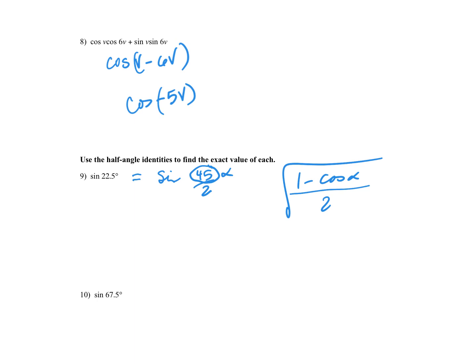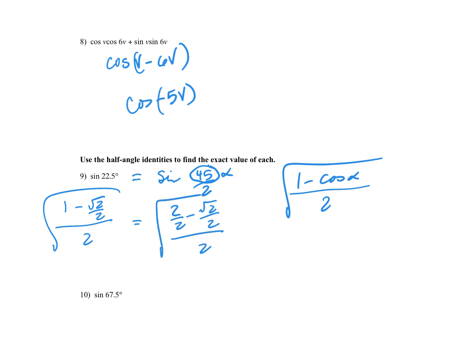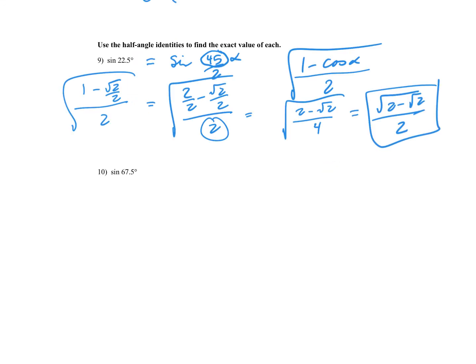So we have 1 minus cosine of 45, which is root 2 over 2, over 2. And then we're going to change that 1 to 2 over 2 minus root 2 over 2, all over 2, and put it all under the radical. And that becomes 2 minus root 2 over 4, because this turns into a 1/2 and it goes below there. Well, the square root of 4 is 2, so that can come out, but the top cannot. So this is going to be your final answer.